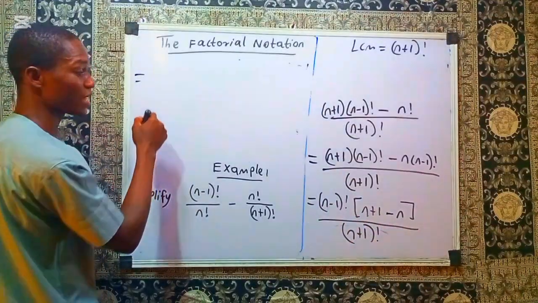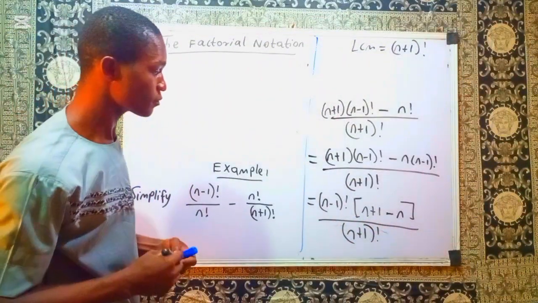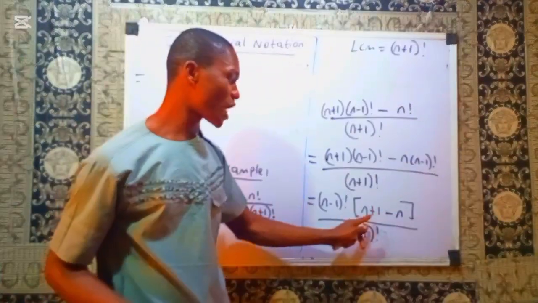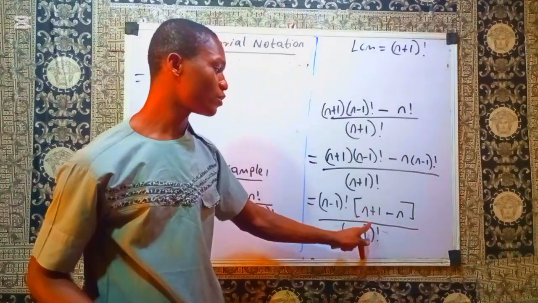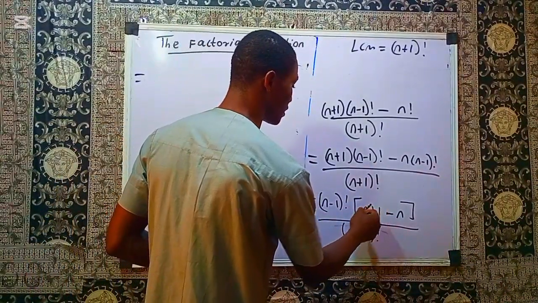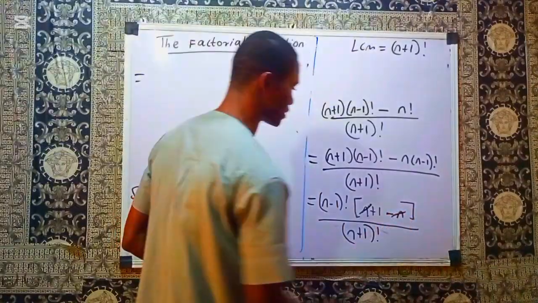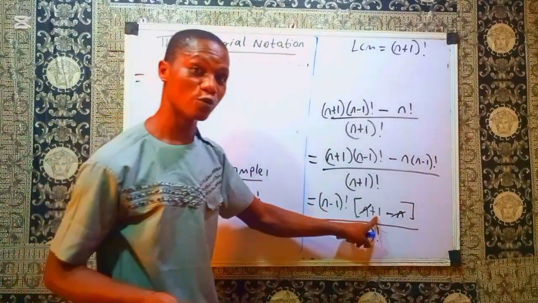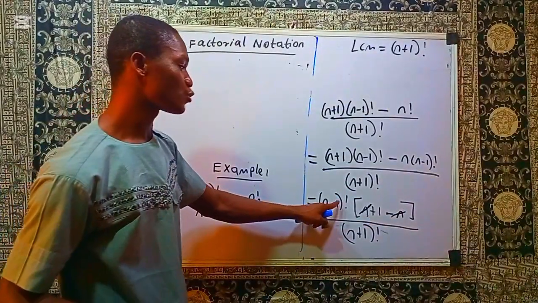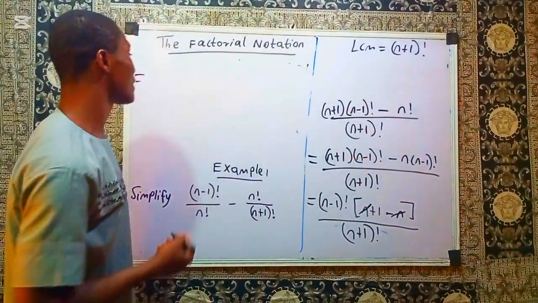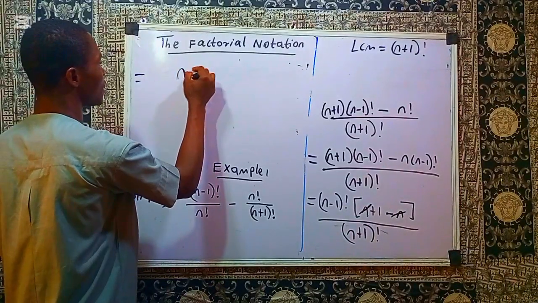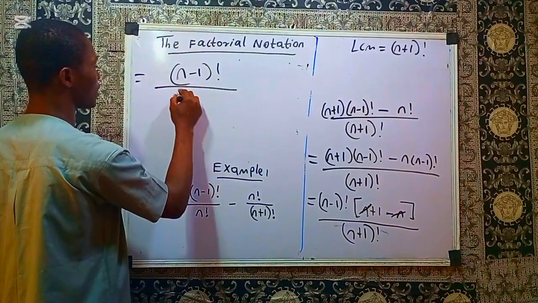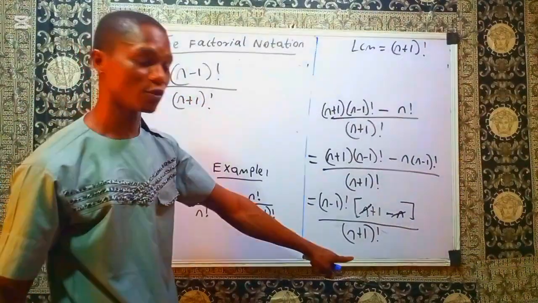So what we have is (n minus 1) factorial multiplying this bracket, right? But inside the bracket we have n plus 1 minus n. So n can cancel minus n, because n minus n will be 0. What is remaining inside the bracket will be what? 1. So (n minus 1) factorial multiply 1, I will still have what? (n minus 1) factorial. So at the numerator I have (n minus 1) factorial. That's the result, right? Then divided by what? (n plus 1) factorial. That's what we have at the denominator.